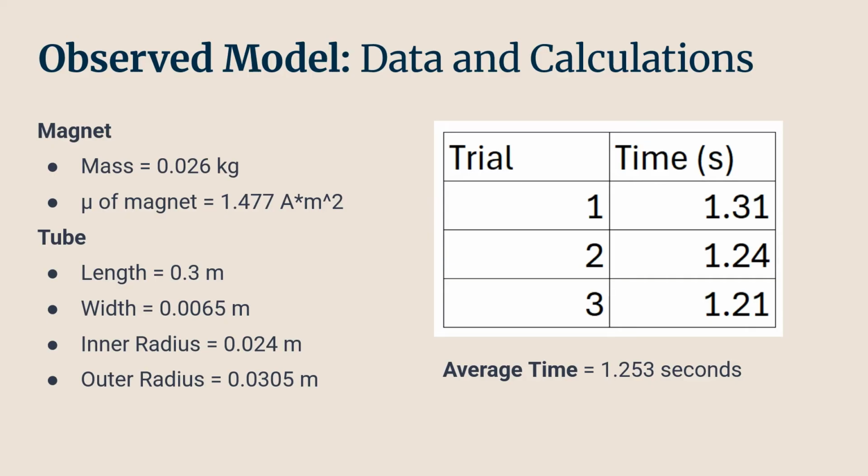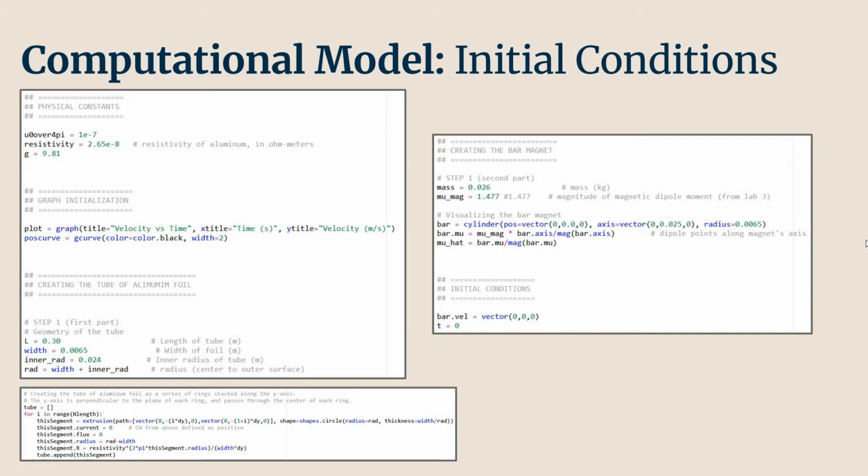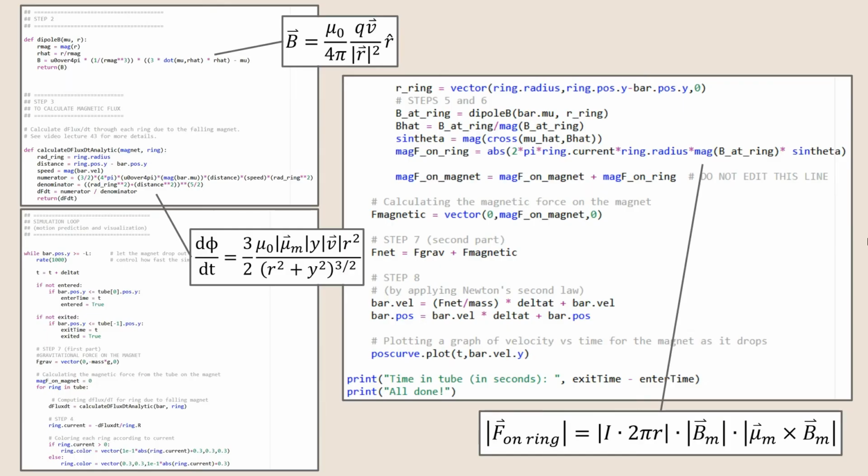the falling magnet. So here's the computational model, the initial conditions, which is just defining the constants that we have. And I also have the geometry of the tube defined, and the mass and mu of the magnet defined as well. And this is just the code for creating the tube and the bar magnet. And we also have the initial velocity set to 0 at t equals 0. So here's the rest of the code.